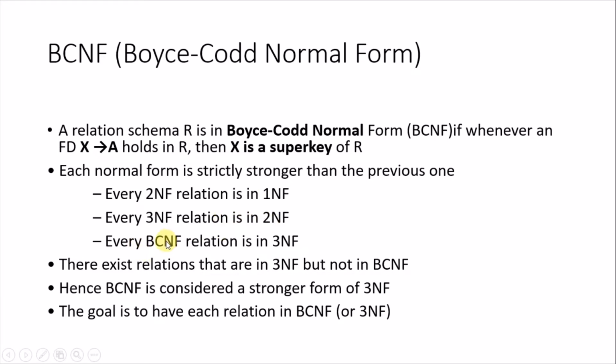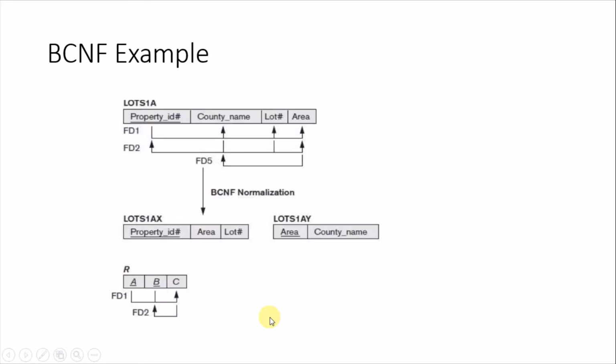And this is a BCNF example. Again consider Loads1A. There we have three functional dependencies. That is, property ID number to county name, lots number and area. Then county name, lots number to area and property ID number. And one more functional dependency, that is area determines county name.